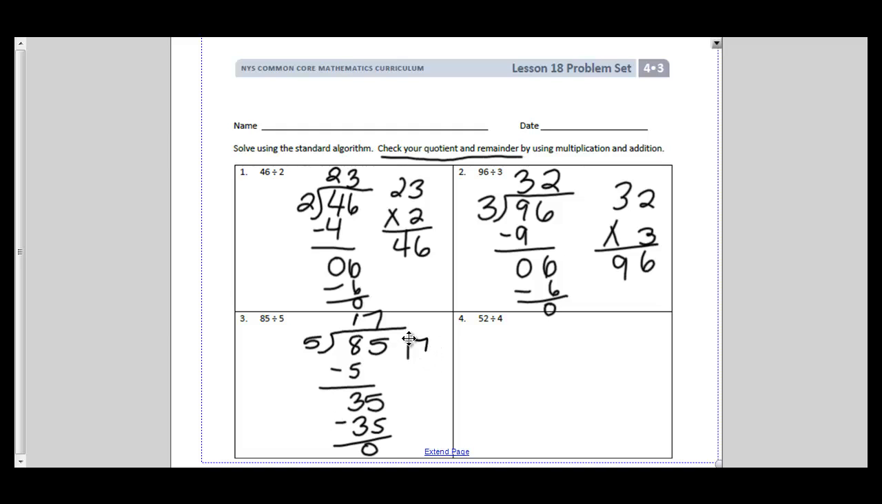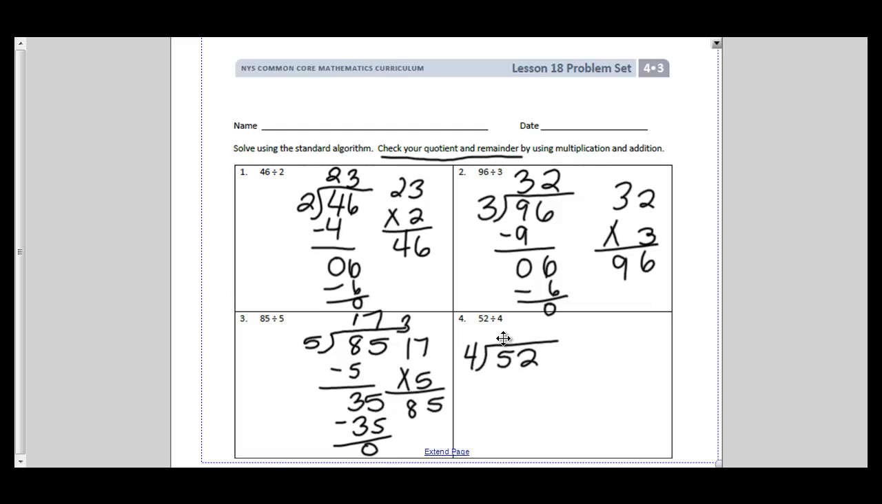So now I'm going to check. 17 times 5. 7 times 5 is 35. 1 times 5 is 5 plus 3 is 8. I get 85. All right, again, if you feel like you can do this one by yourself, please try to do it by yourself and then come back to check with me.